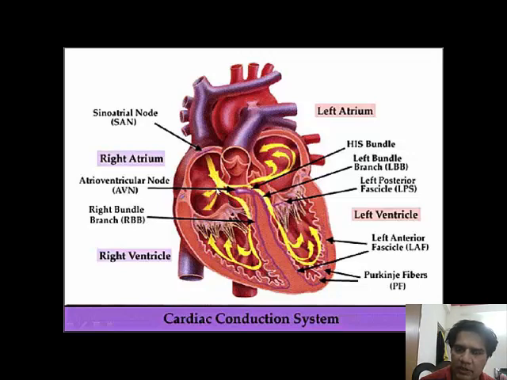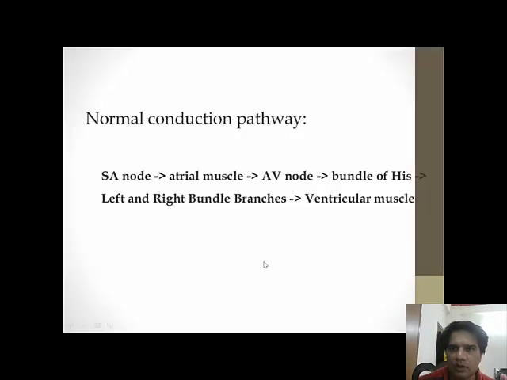We also know that the SA node has the least latency. That is why it is the top pacemaker. The AV node is for faster conduction from the sinus atrium to the ventricles. And the ventricle fibers have latent but inherent rhythm. Right? So the normal conduction pathway is SA node, atrial muscle, AV node, bundle of His, left and right bundle branches and ventricular muscles, and each has a different characteristic.